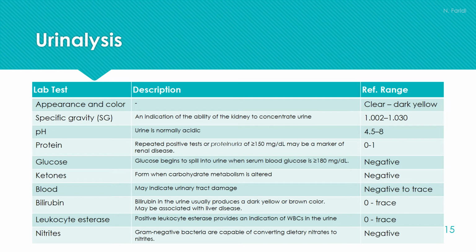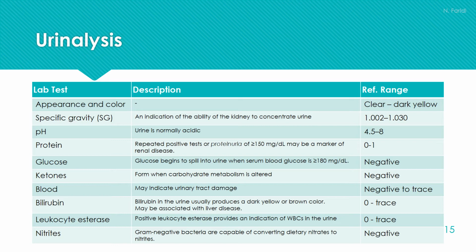Here we have the urine analysis. The urine analysis looks at the appearance and color of the urine. So ideally we want the color to be clear to dark yellow and the appearance to be, again, clear. If it's cloudy, that is not a good sign. We also look at specific gravity, pH, proteins in the urine, glucose in the urine, ketones, blood, bilirubin, leukocyte esterases, and nitrites in the urine.